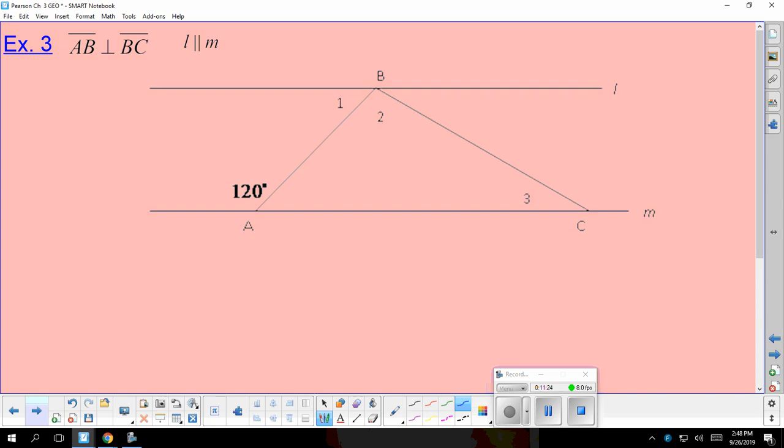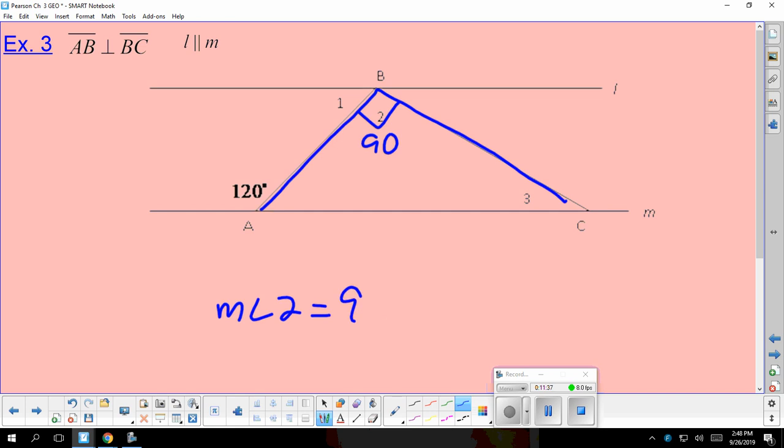All right, so this one we're given AB is perpendicular to BC. So this must be a right angle. So angle 2 equals 90 degrees. Next, these lines are parallel.